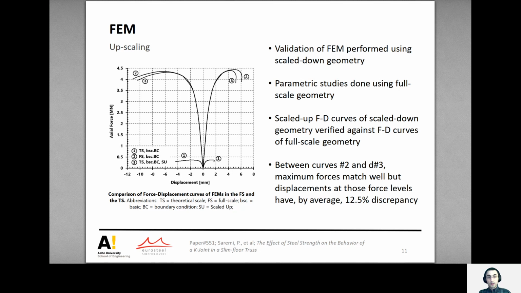In the left figure, we scaled up the numerical results of the scaled down finite element model. They are marked by number 3. And we compared them with the results from the full scale model marked by number 2. We observed that the maximum forces match very well, but the displacements have a 12.5% difference. And we think that this difference is because the equation we used in the similitude calculations only took into account the cross-sectional capacity of the braces and not the buckling capacity of the braces.